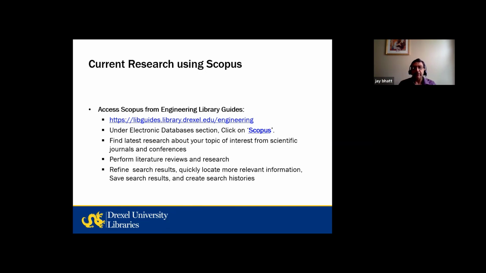the latest research about your topic, from scientific journals to conferences. You can perform literature reviews and research. You can refine your search results, take a quick look at more relevant information, save search results, create search histories, and you can create an alerting mechanism so that whenever a new article is published, you will be notified.